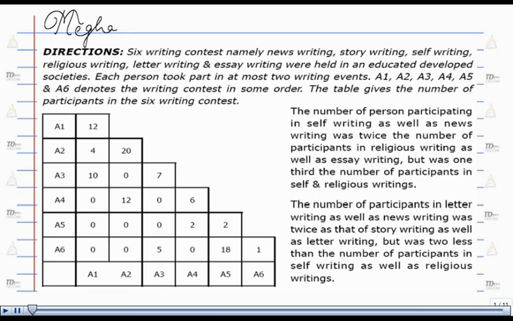Hello, I am Megha. Directions: Six writing contests, namely news writing, story writing, self-writing, religious writing, letter writing and essay writing, were held in an educated developed society. Each person took part in at most 2 writing events. A1, A2, A3, A4, A5 and A6 denote the writing contests in some order. The table gives the number of participants in the 6 writing contests.